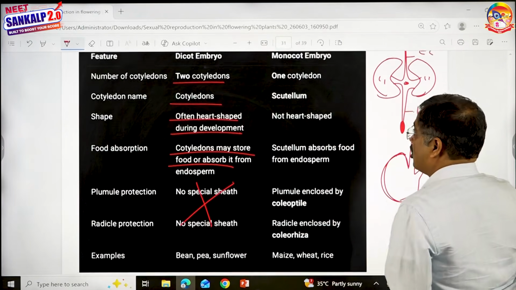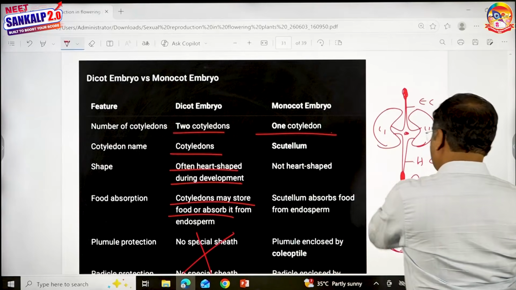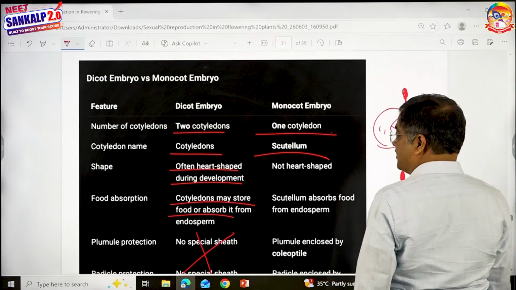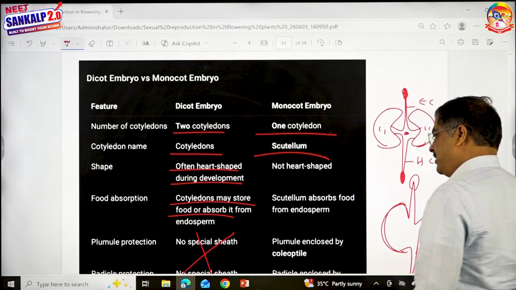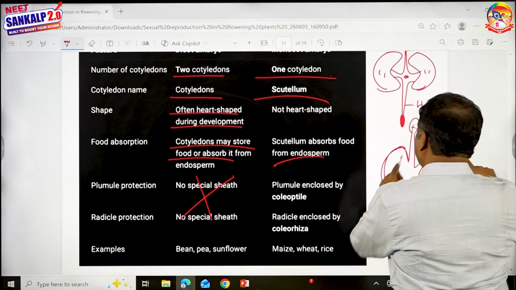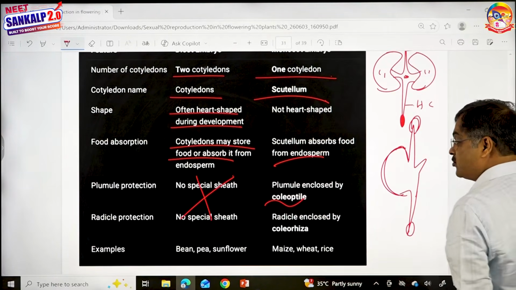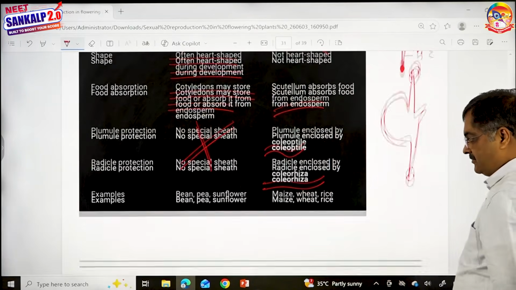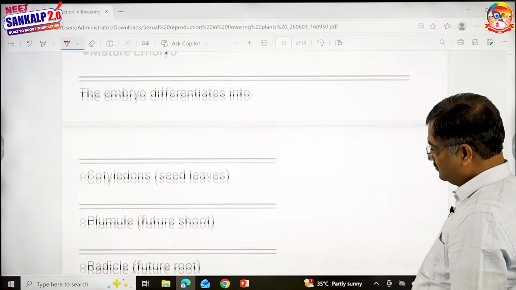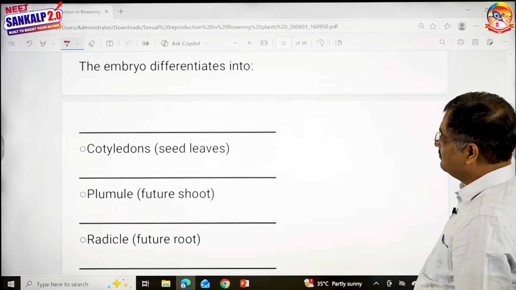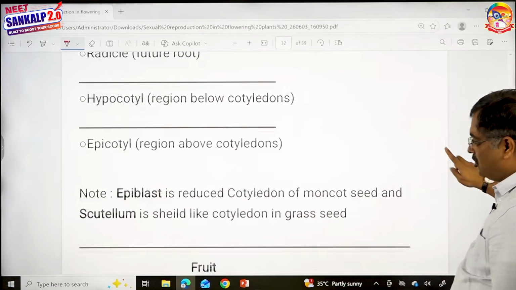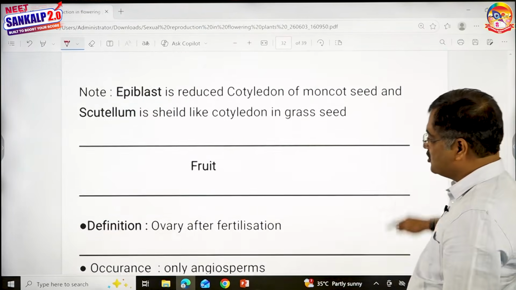All right. What about monocot? One cotyledon, the other cotyledon is reduced, called epiblast. And the cotyledon which is well developed, shield-like, is said to be scutellum. Of course, in grass family, not in all. All right, scutellum absorbs food from endosperm. Plumule is enclosed by coleoptile. Radicle by coleorhiza. So this is globular embryo, heart-shaped embryo, and mature embryo. A mature embryo will have cotyledons, plumule, radicle, hypocotyl, epicotyl. I already told you. Epiblast I talked about. Scutellum also I talked about.